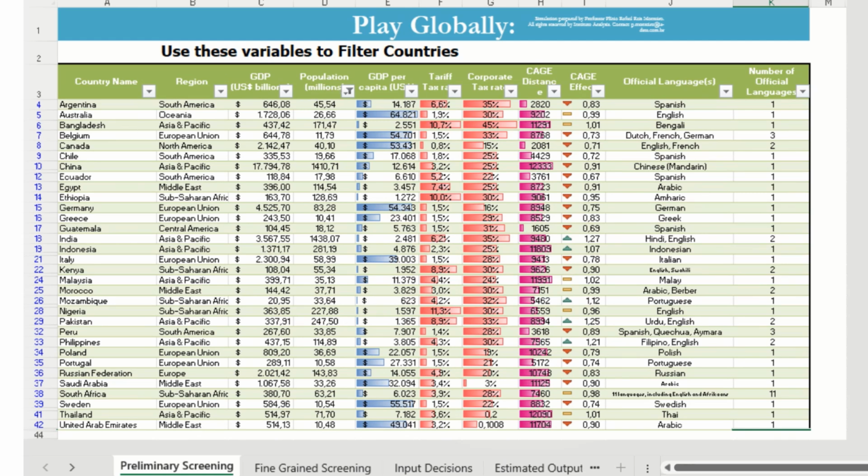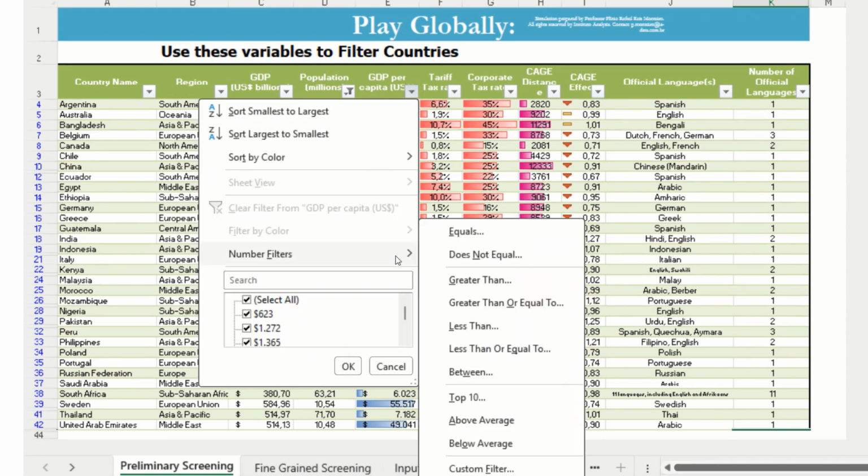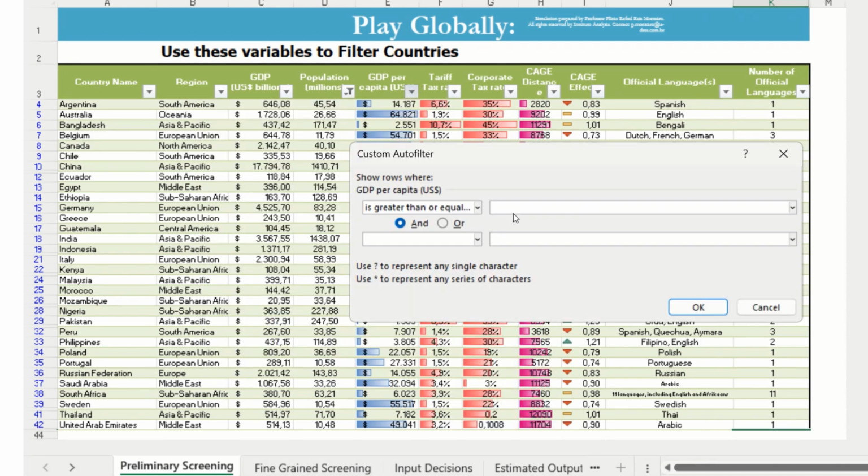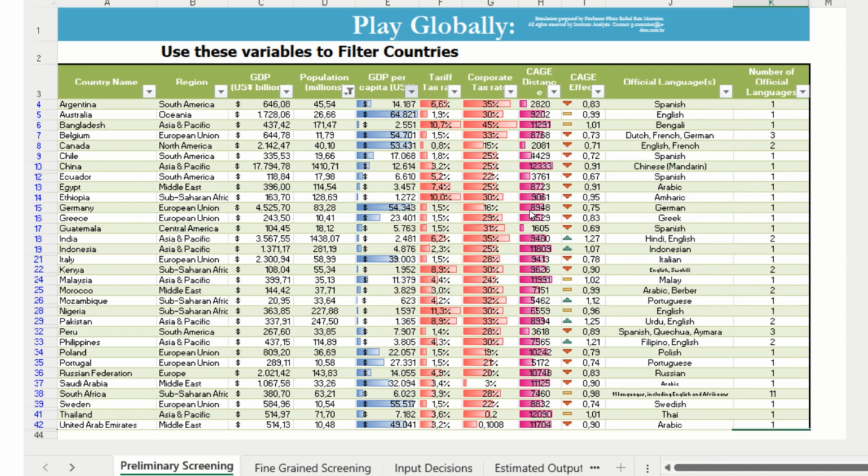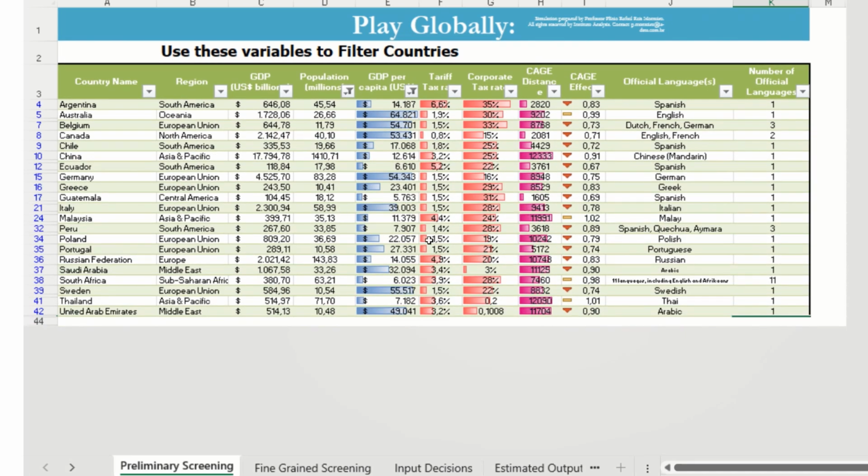The second characteristic, let's say that you also believe that GDP per capita is relevant, and let's say that only countries with more than $5,000 of GDP per capita make sense according to your strategic reasoning. So you apply the filter as well. So let's say greater than or equal to 5,000. And now I have here the other countries.